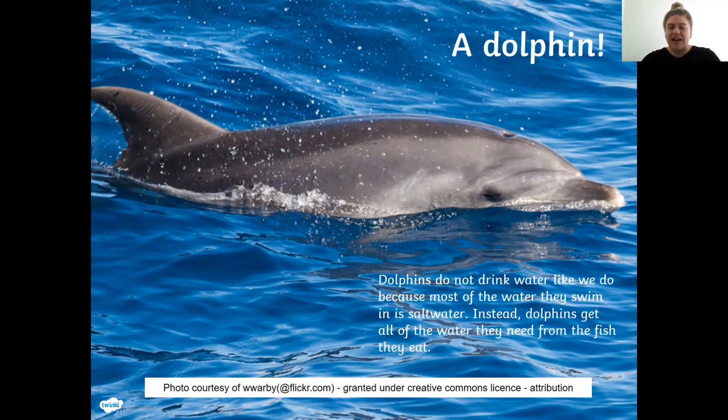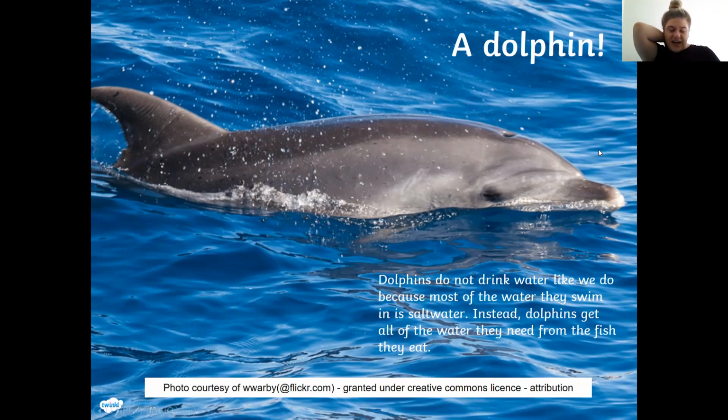Now, a dolphin, if you imagine all this water that the dolphin is swimming in, it doesn't actually like to drink it because it's very salty. So when a fish is swimming, a fish will drink the water, and the dolphin uses the water that's inside the fish to be able to survive. So that's how they survive. They don't actually like to drink the water itself. They get the water from the fish that they eat. That's very interesting, isn't it?